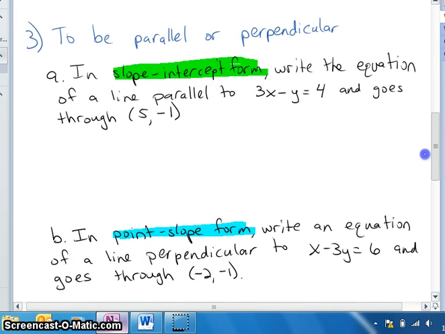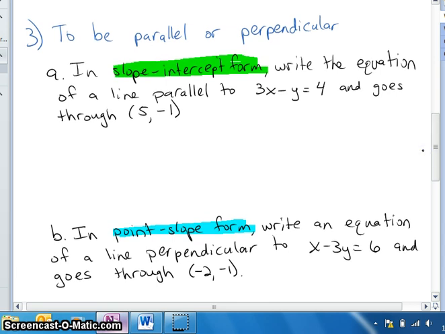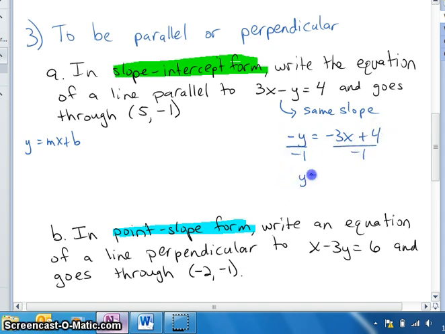The first one says in slope-intercept form, so I've got to use y = mx + b. That's what I want it to look like. Write the equation of a line parallel to this one. So if it's parallel, that means same slope. So what is the slope of this line? Well, I need to figure that out. So I'm going to get y by itself. So y = 3x - 4. So the slope of this is 3, which means the slope of a line that's parallel is also 3.